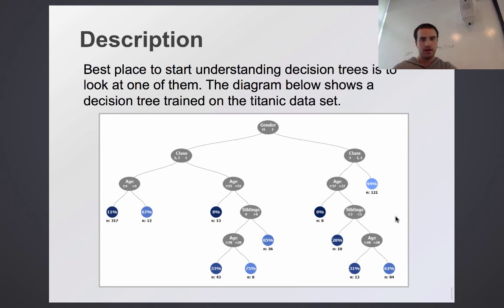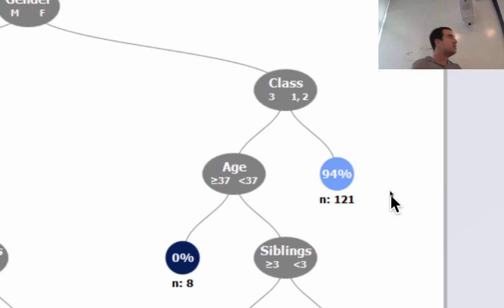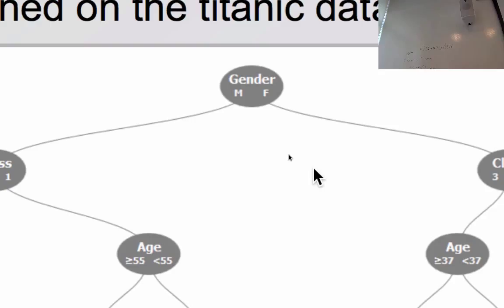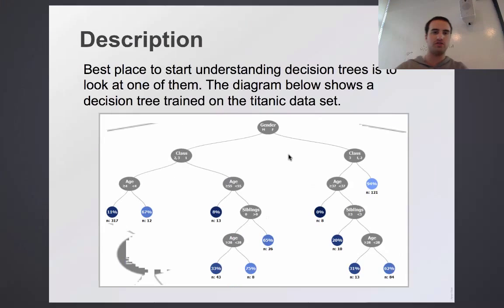For example, here, class 3 or 1 or 2, that question made a really big difference. If you were in class 1 or 2, you automatically had a 94% chance of survival. So this question is a very, very important question. So class would be considered an important variable. Gender would likely probably be the most important variable. Why? Because it's the first thing it asked. So it classifies and categorizes important variables versus non-important variables. How does it do that? Using a metric called either Gini or entropy. There are 2 ways it makes this decision, and we're going to go over those as well.